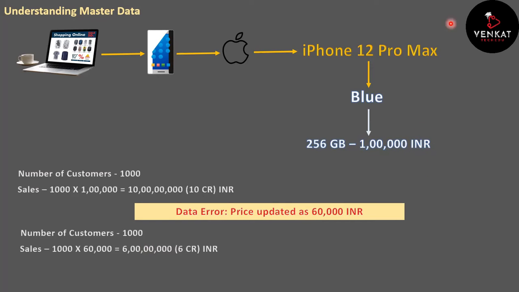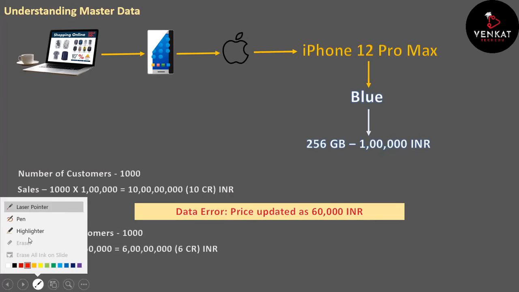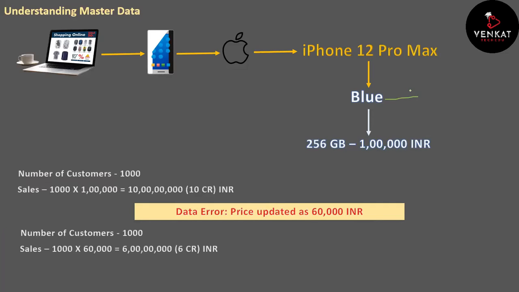Now let's assume that there is an error in the color, not in the pricing. Instead of blue, maybe the seller has updated it as gold color. Now the price is the same, 1 lakh. The color is updated as gold. So now what happened? Will there be any loss? There won't be any loss. It's the same 10 crore.